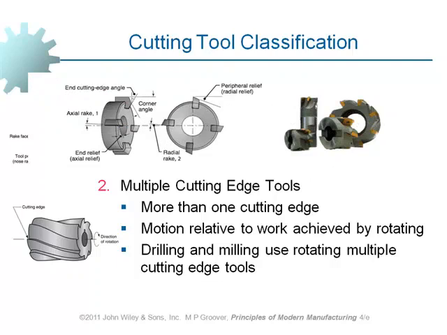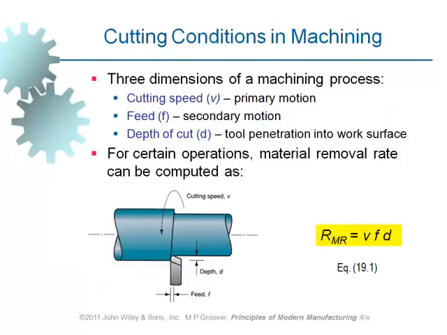Okay, here you can see a number of different types of multiple cutting edges being used in milling cutters. And as you can see, those angles of rake angle and also flank angle are present in each of the cutting edges of multiple cutting edge tools.